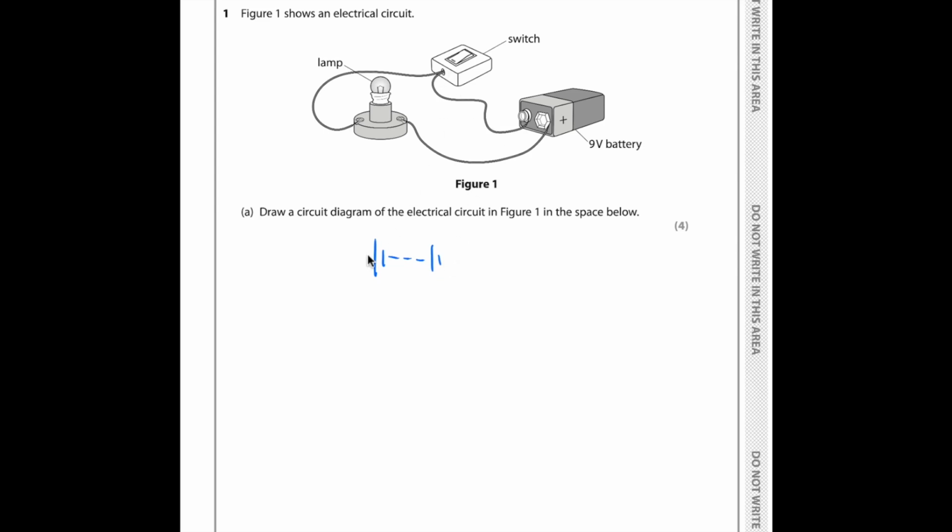Then it comes round into a switch. I'll do an open switch. And then it comes down into a lamp. So you can either draw a lamp like that, or you can draw a lamp like that. And then it just goes back to the battery. Nice easy 4 marks there.